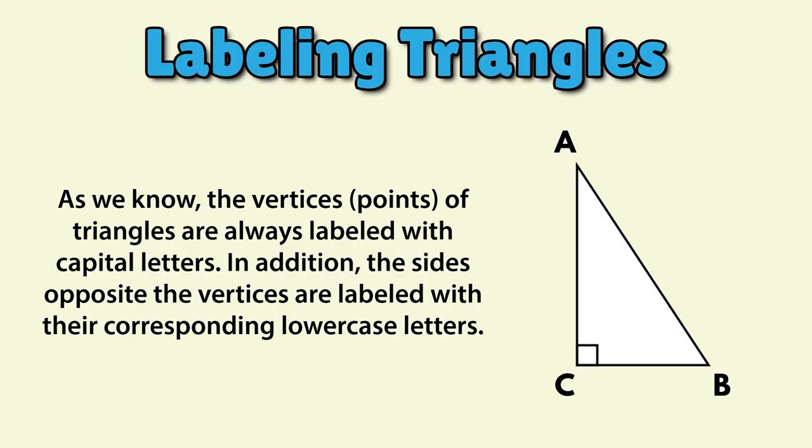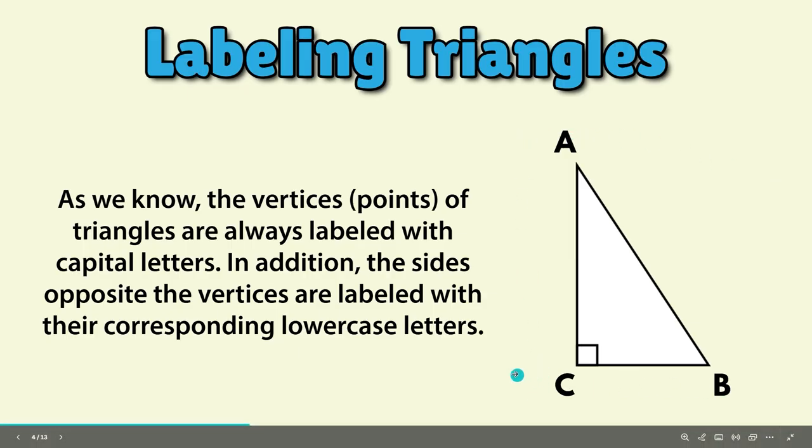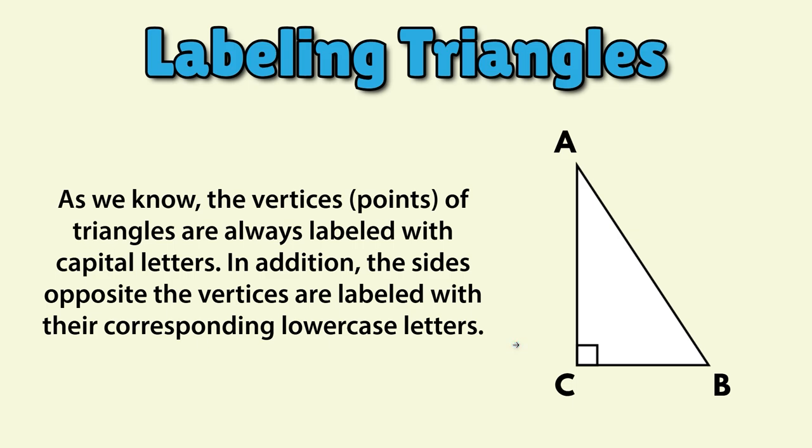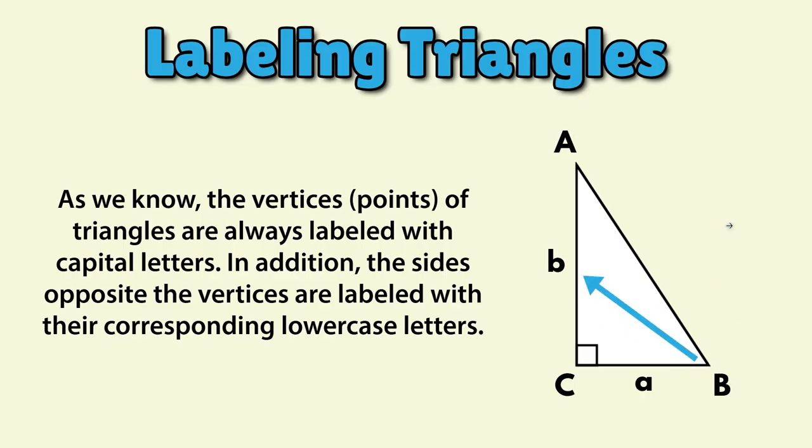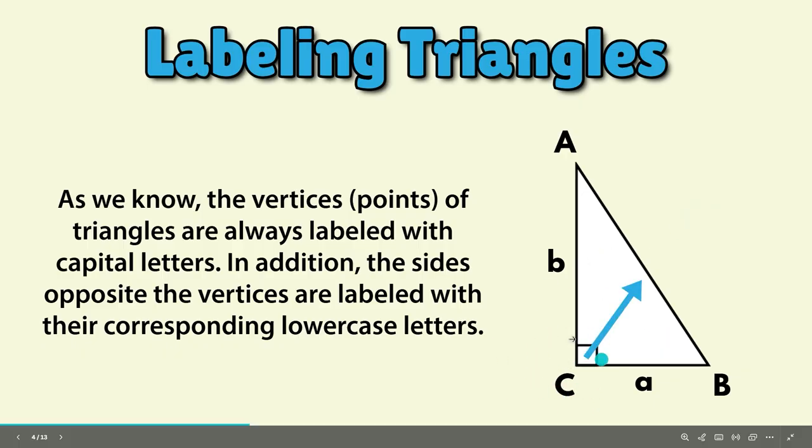First, let's review about labeling triangles. As we know, the vertices or the points of triangles are always labeled with capital letters, as we can see here, A, B, and C. In addition, the sides that are opposite the vertices are labeled with corresponding lowercase letters. For example, opposite angle A will be side A, lowercase a. Opposite angle B will be side lowercase b. And opposite angle C will be side lowercase c.